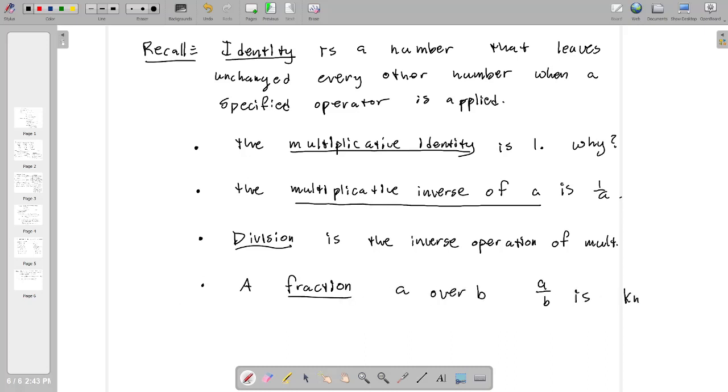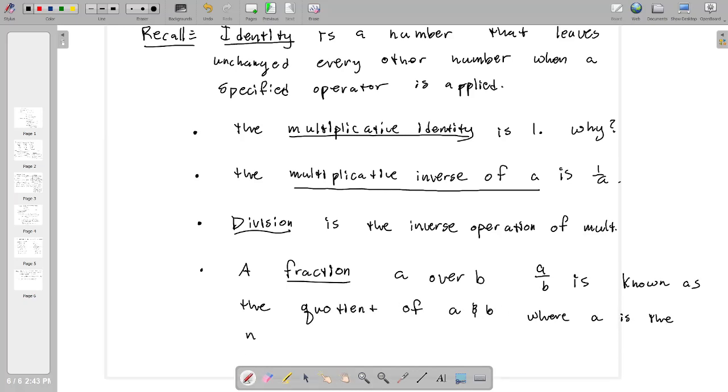A fraction, a over b, is known as the quotient of a and b, where a is the numerator and b is the denominator. And the denominator is also called the divisor.